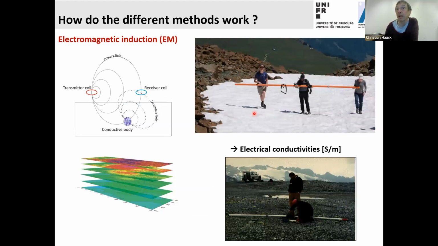EM, electromagnetic induction, could help us out, because we don't need any galvanic contact with the ground, which makes surveys and mapping easy. But the penetration depth of these standard FDEM techniques, so frequency domain electromagnetics, is very often very shallow, like the uppermost 6 meters or so, which means we can get the active layer, but not below.